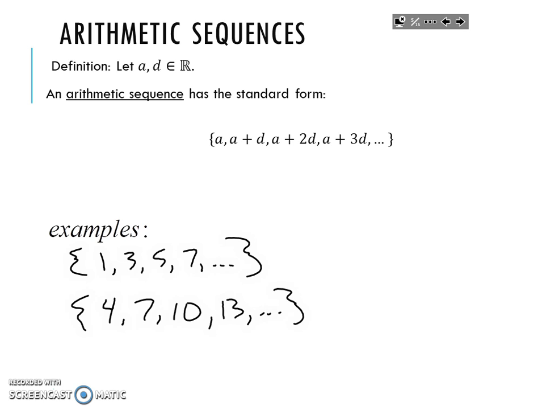Okay, so what are sequences here? Well, hopefully you guys can see the rule here. This one is going up 2. This one down here is going up 3.